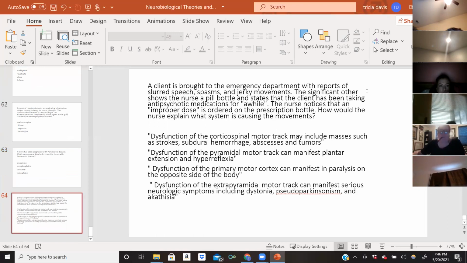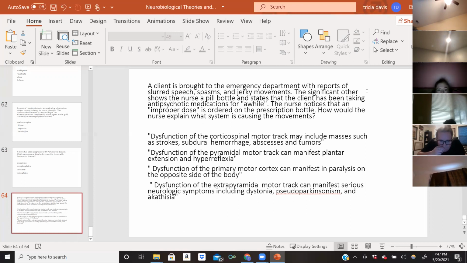All right, a client is brought to the emergency room department with reports of slurred speech, spasms, and jerky movements. The significant other shows the nurse a pill bottle and states that the client has been taking antipsychotic medications for a while. The nurse notices that an improper dose is ordered on the prescription bottle. How would the nurse explain what system is causing the movements?